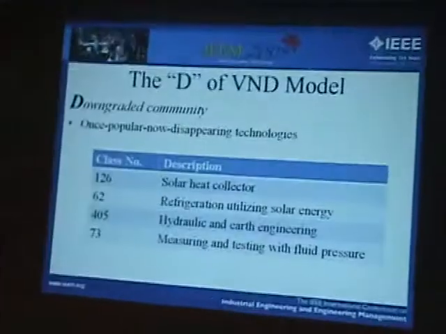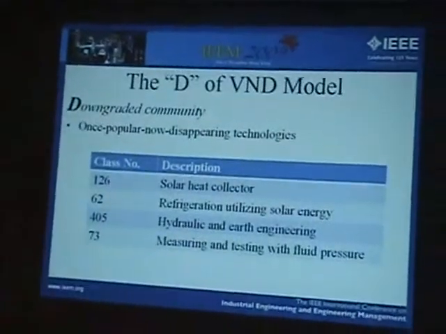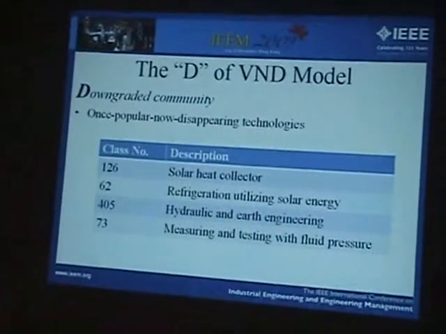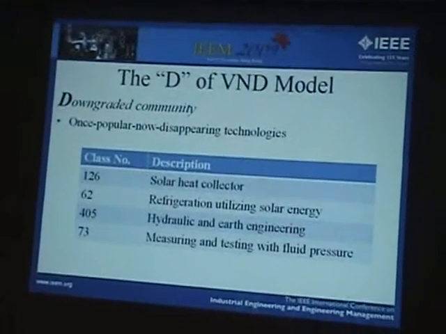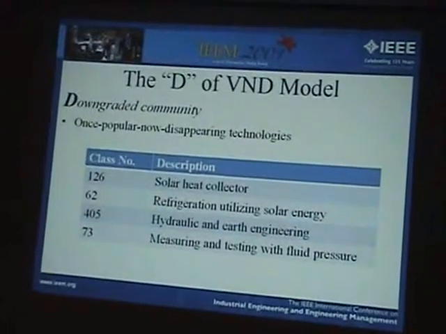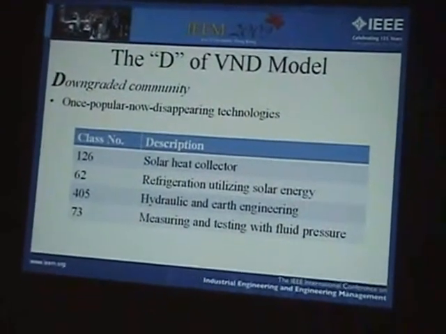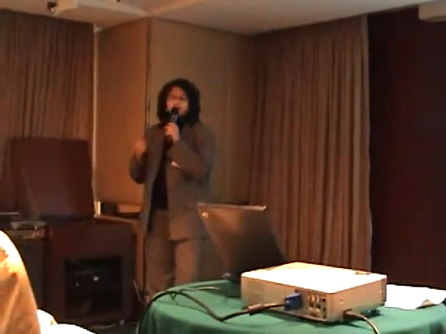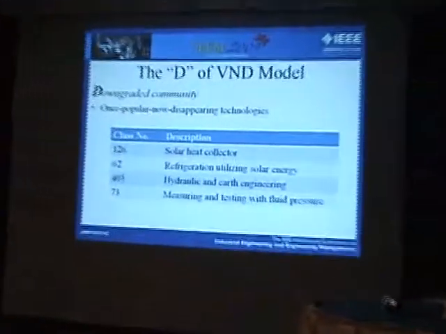The D is for the downgraded community, which were once popular but now disappearing. Solar heat collector, hydraulic earth engineering, refrigeration using solar energy. Possibly because they have been replaced by newly evolving technologies in the green energy sector, maybe due to fuel cell, maybe due to generators coming up, but they have lost their importance and they never come up as the first or the second communities.